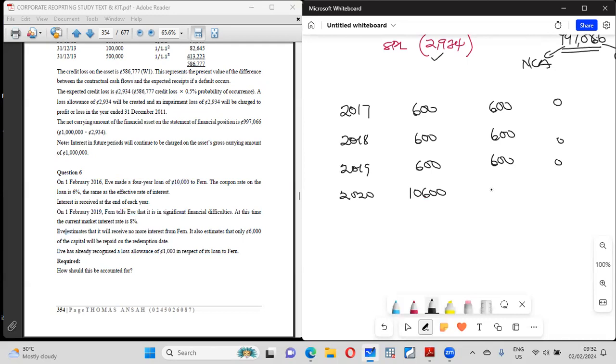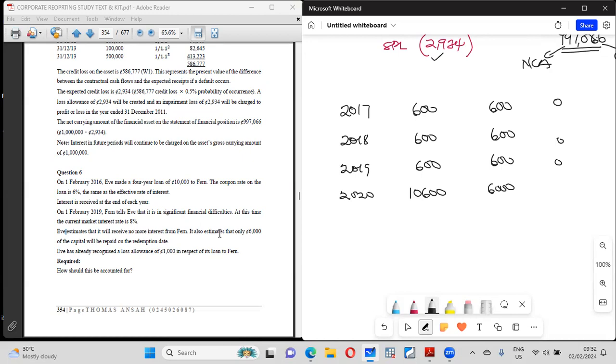But here, it is estimated that he will receive no more interest, and that only 6,000 will be received. So out of all this money, it is only 6,000 that he will receive. So how much are they losing? 10,600 minus 600.